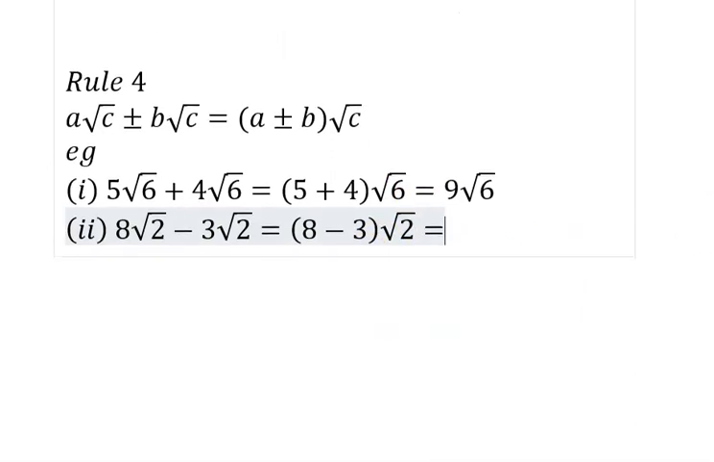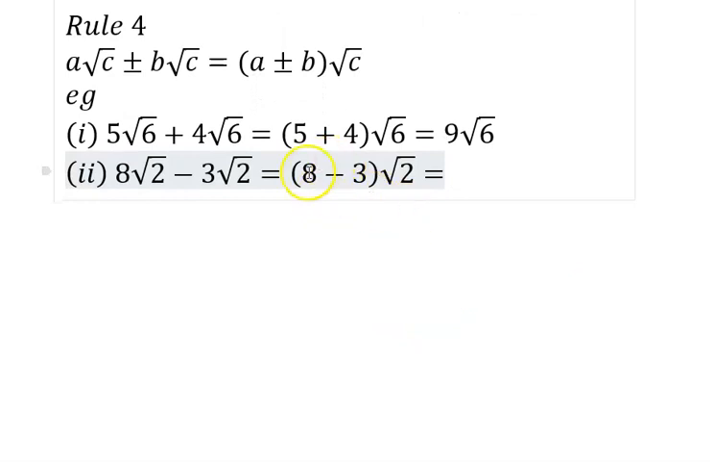Just subtract what you have here. 8 minus 3 will give you what? 5. And your answer, 5 root 2. So that's your answer. We've been able to explain the 4 rules we have in SURD basically, and with some little examples.